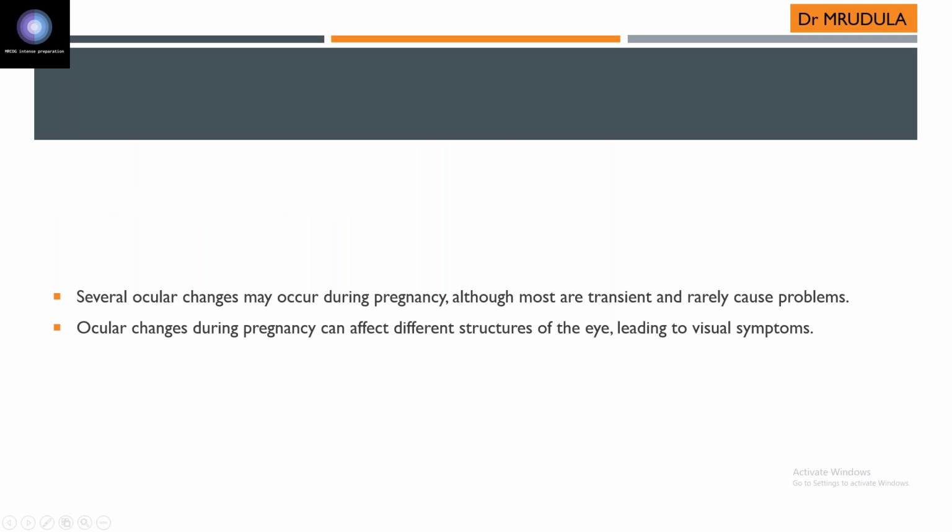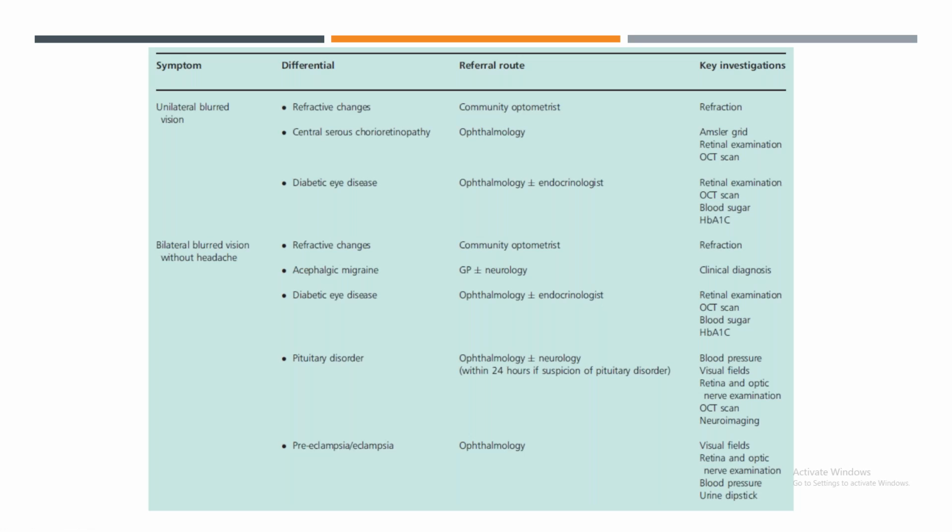So coming to this discussion today. First are several ocular changes. These can occur during pregnancy, but mostly they are transient and rarely cause problems. They affect different structures of the eye and can lead to different types of visual symptoms. So coming to the differential diagnosis of different symptoms.